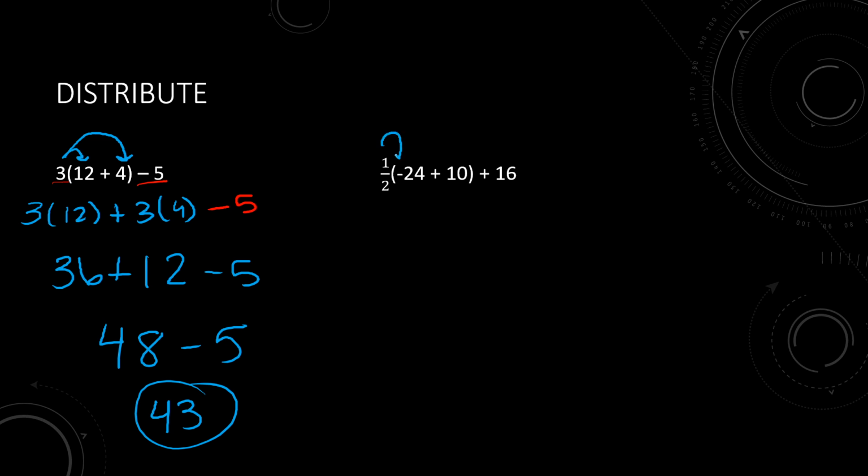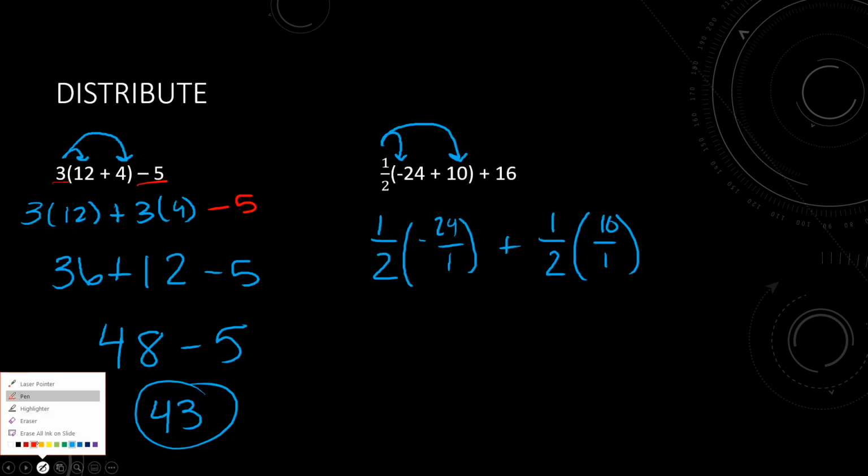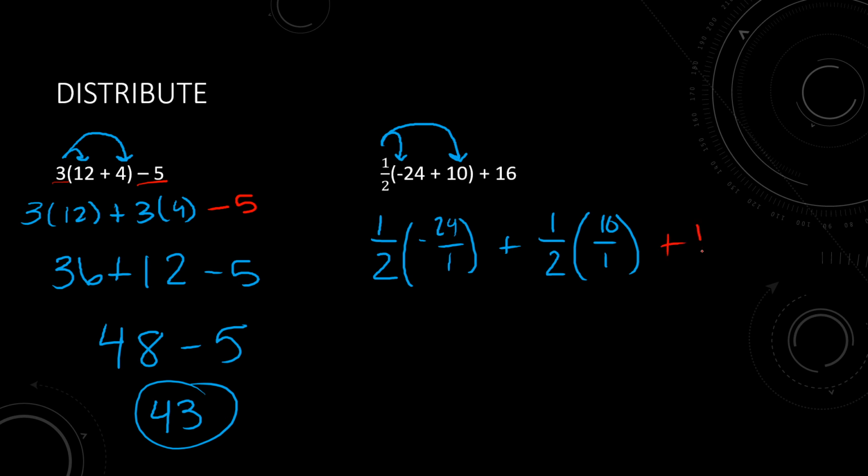I'm going to be multiplying everything that is inside my parentheses by that 1/2. So I have 1/2 times -24/1. I'm writing it as a fraction since I have a fraction. And I have 1/2 times 10/1. And then that plus 16 at the very end is just going to come down. I'm not multiplying that by 1/2 because it is not in my parentheses.